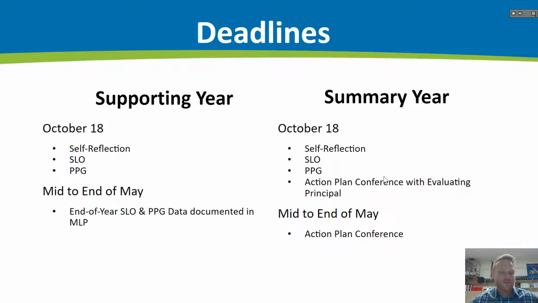The other date that's important to remember is towards the end of the year. I don't have a specific date yet, but generally speaking, it's about mid to the end of May when all of this is due. So if you're in a supporting year, your SLO and PPG data would be documented in My Learning Plan and just submitted and finalized. In a summer year, same time, mid to end of May, basically all of this is due: the SLO, the PPG, and that action plan form that you've been working on with your administrator.